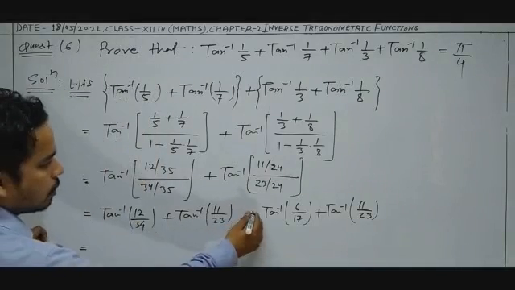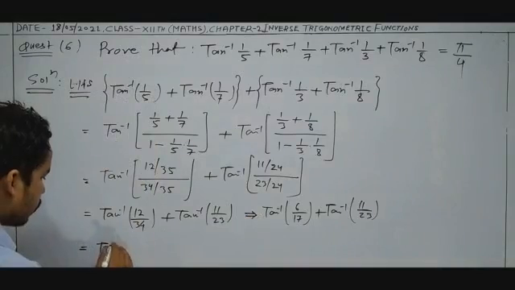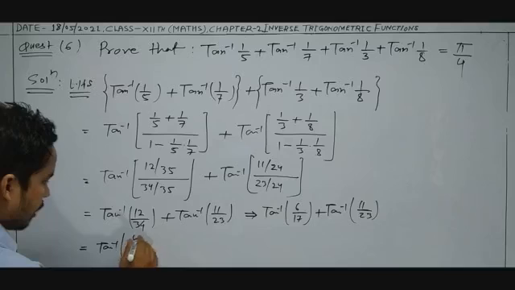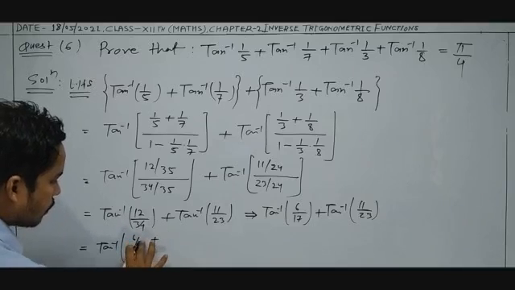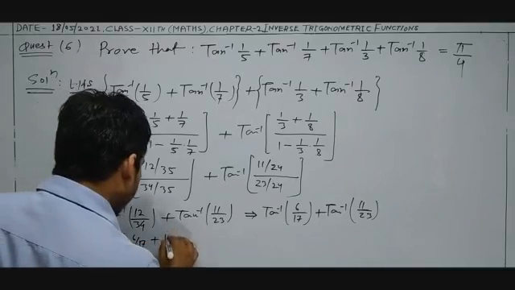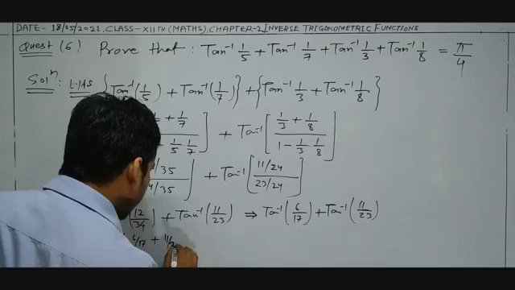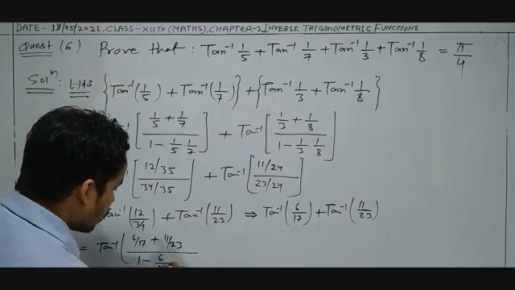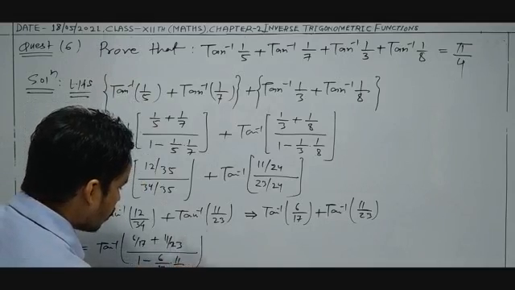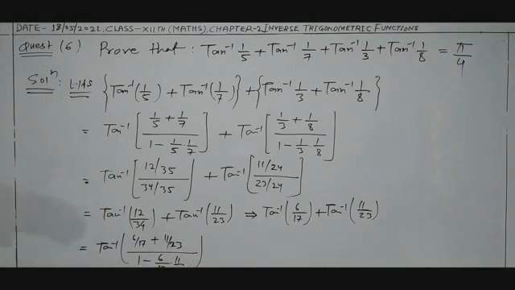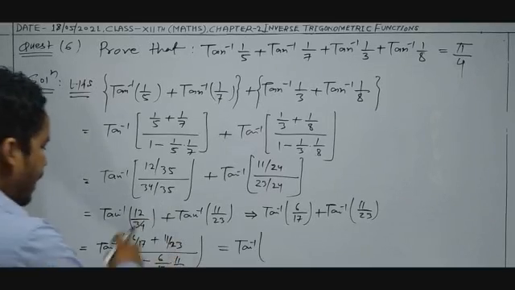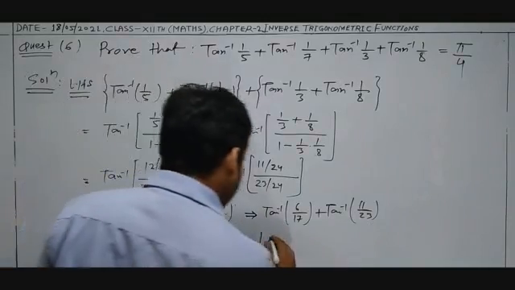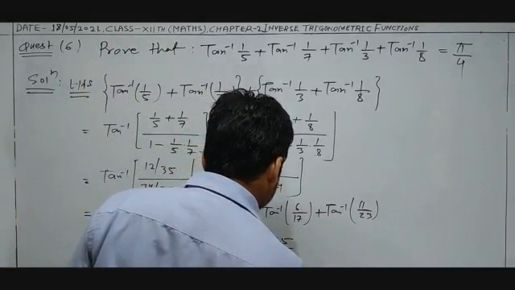The result will be tan inverse of (6 by 17 plus 11 by 23) whole upon (1 minus 6 by 17 into 11 by 23). So the calculation after taking LCM and taking the reciprocal, the result will be 325 whole upon 325.